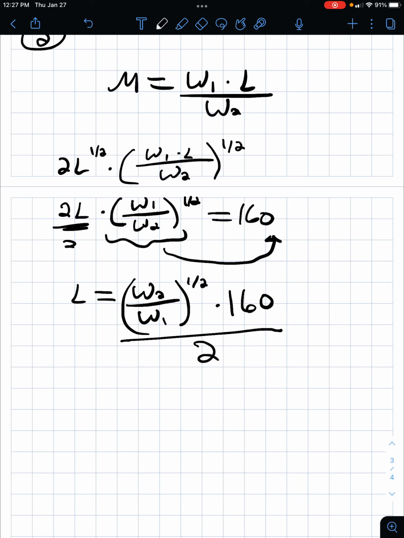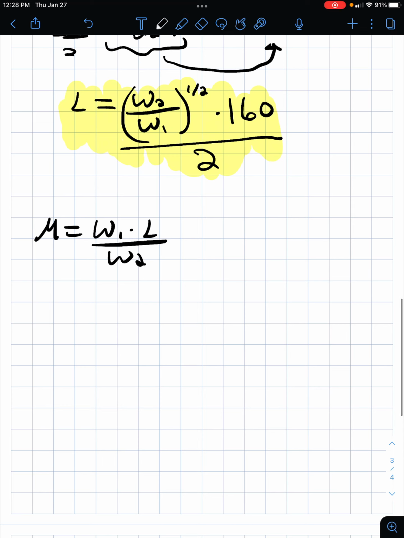And this gives us our equation for solving for L, how many units of labor we're going to use as a cost minimizer. To find the same thing for M, we plug L back into M. So remember what our M was up here. I'll write it down again. M was equal to W1 times L over W2. So this is going to be one of the equations we're going to use to find how many units we want as a cost minimizer.